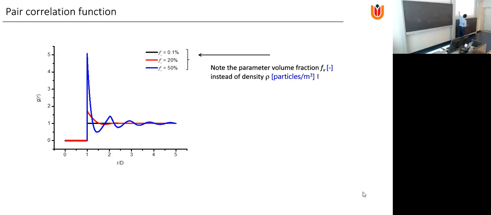So if you now increase the volume fraction to, let's say, 20%, so 20% of the whole volume is taken up by particles. Then, of course, first we still have this region. Particles cannot overlap. So up until the diameter, you will not find another particle. But then, at R over D is 1, we see a strong increase of the value of the function, and that then slowly decays to 1.